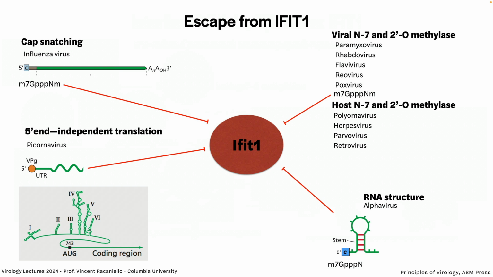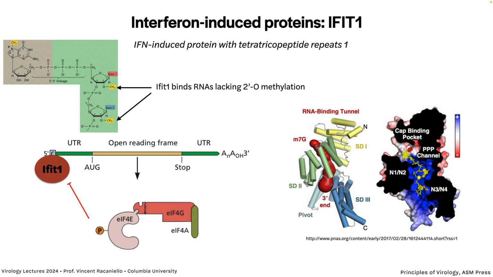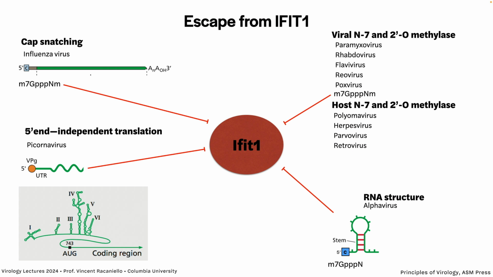How do they do it? There are a couple of different ways here. First of all, what I just told you is slightly wrong. Let me go back. Cellular mRNAs have 2' O methylation. IFIT binds mRNAs that don't have those methyl groups there, all right? So how do viruses get around that? Well, influenza virus, its 5' end is stolen from the host cell, so that has 2' methyl groups on it. So that's how flu gets around IFIT1.